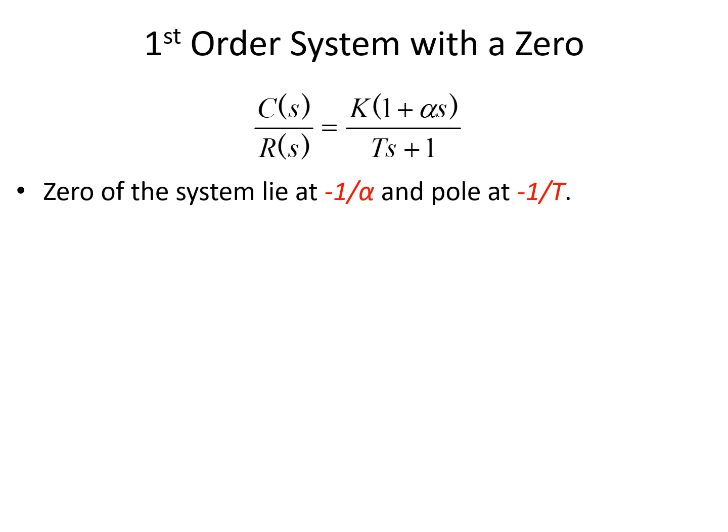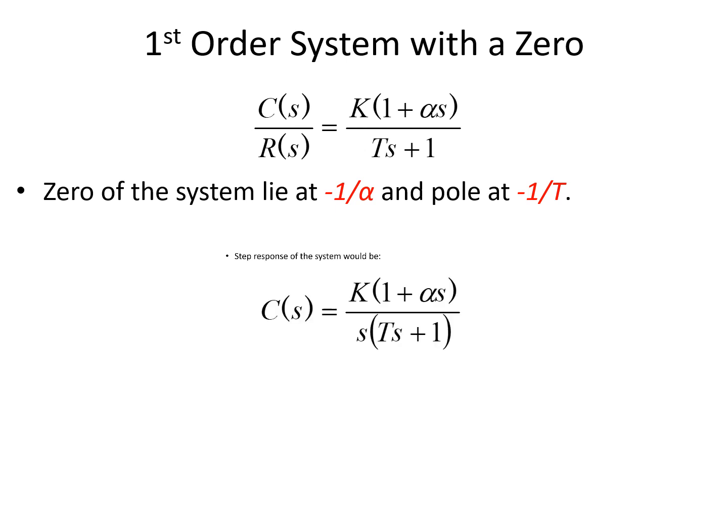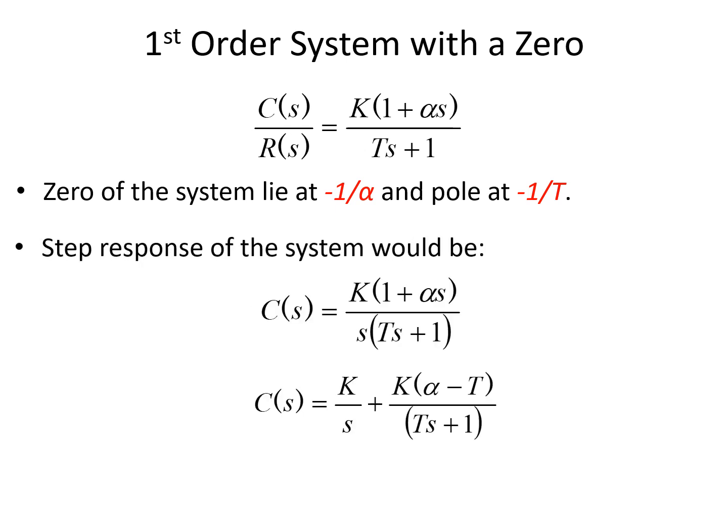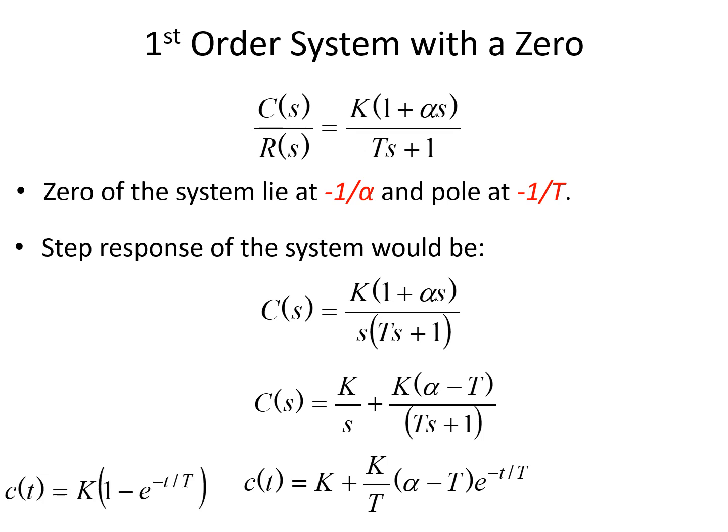So let's take a first order system. In the previous case there was no zero. Here we are taking a zero which lies at minus 1 by alpha and a pole at minus 1 by T. So the step response of this particular system is determined by taking R of S as equal to U of S, and this is the value what we are going to get after partial fraction expansion, and we are getting the C of t value as K plus K by T into alpha minus T e power minus t by T.